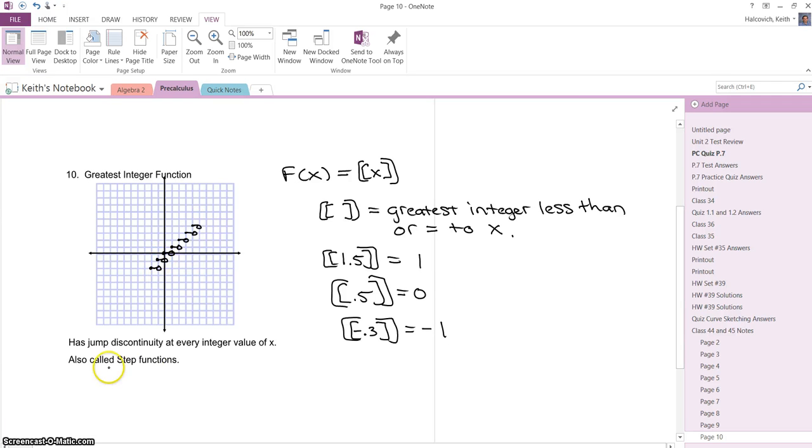So this is what's called a step function, and it has a jump discontinuity at every integer value of x, because it goes from here down to the next one, and then it would just keep going down forever and ever. And it looks like a step.